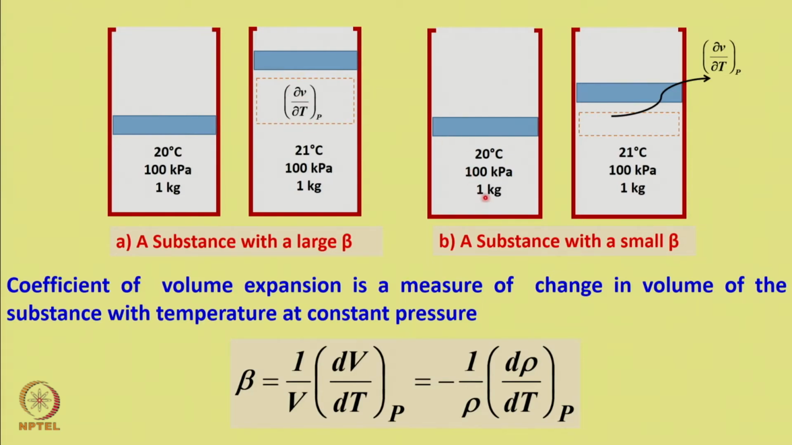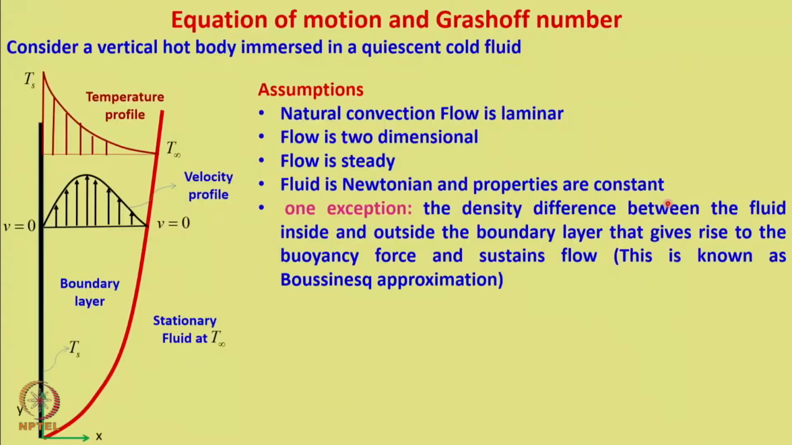Now you see the next figure: you have 20 degrees Celsius, 100 kilopascal, 1 kg, it has become 21, but the increase in the volume is not much. So the substance on the left hand side will have a larger beta than the substance on the right hand side, because the change in the volume for a given change in the temperature is less at a given pressure. So that's the definition of beta. We will need this while we are deriving.